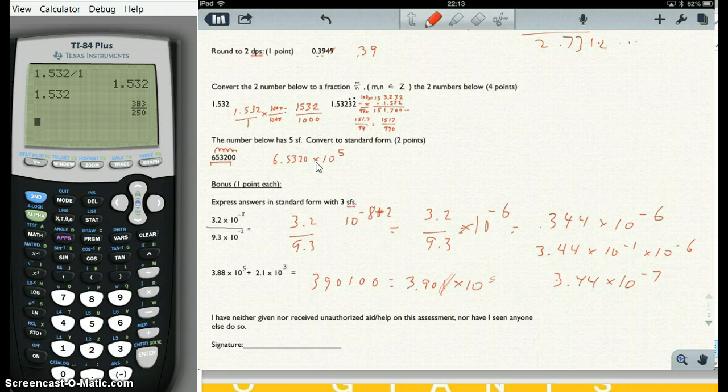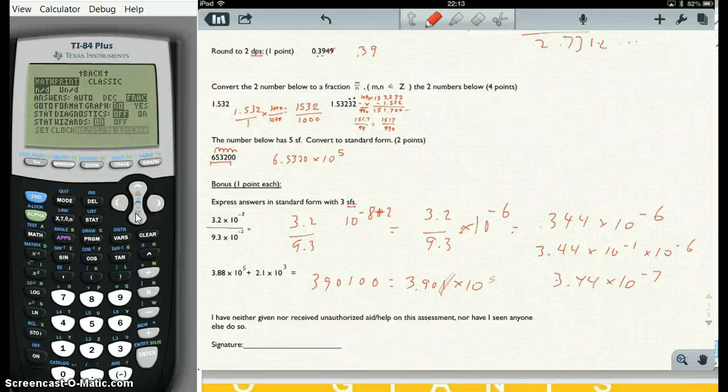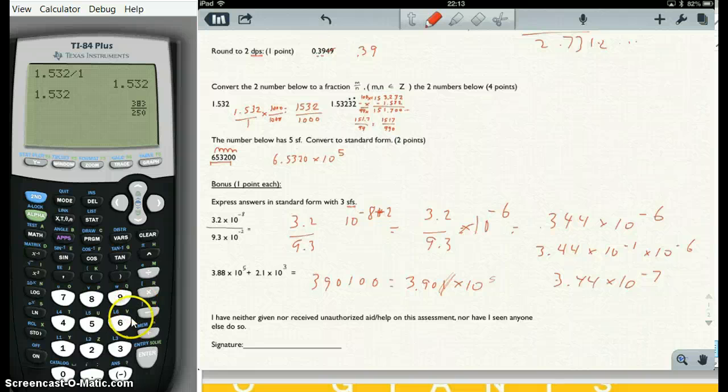And you could also do that with your calculator if you prefer, so you could put it into it so that it outputs in scientific notation. And let's go down and change that other thing that we had changed before to decimal or auto. Okay, and then get out, and then we're gonna do 653200, enter, and there it comes out 6.532 times 10 to the 5th. The only thing it doesn't give you right is the significant figures. You have to do that by hand because calculators do not figure out significant figures.